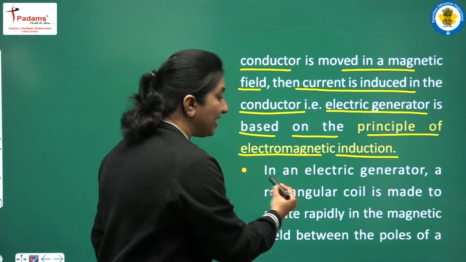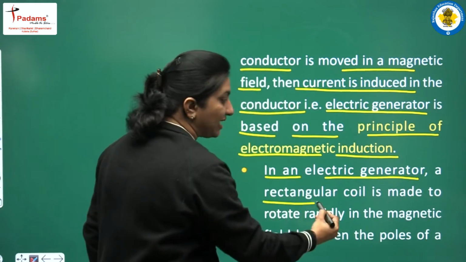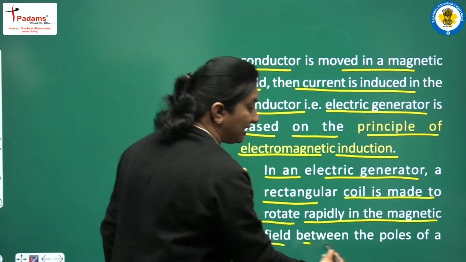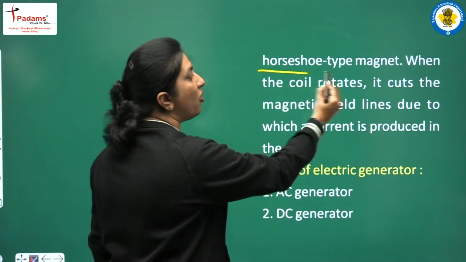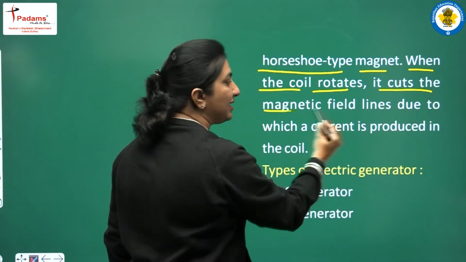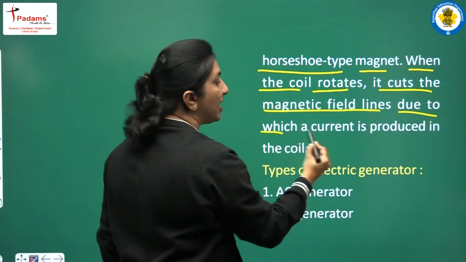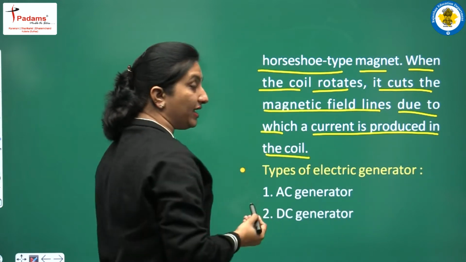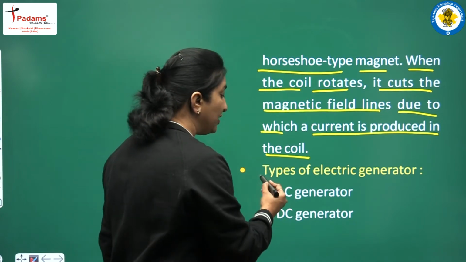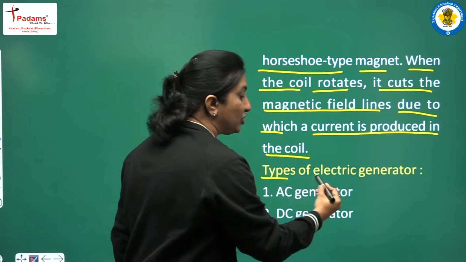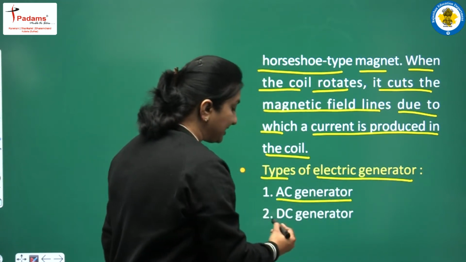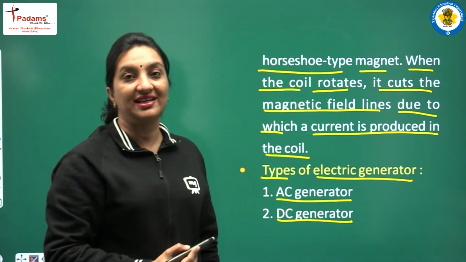Now students, in an electric generator a rectangular coil is made to rotate rapidly in the magnetic field between the poles of a horseshoe type magnet. When the coil rotates, it cuts the magnetic field lines, due to which a current is produced in the coil, which is electromagnetic induction. Now students, we have two types of electric generator. So, types of electric generator, the first type is AC generator and the second type is DC generator.